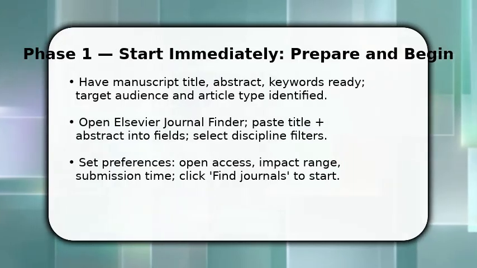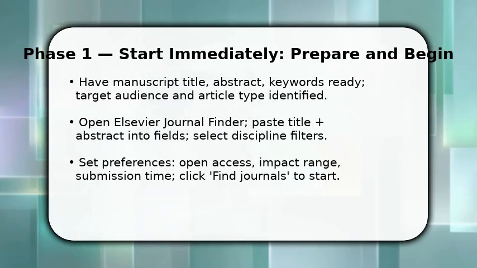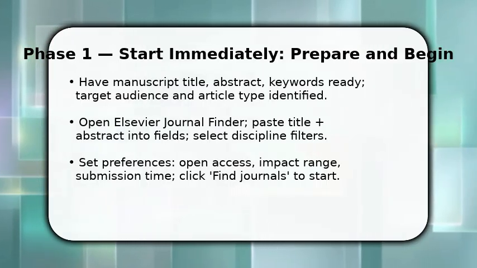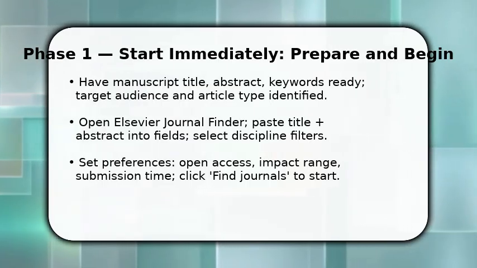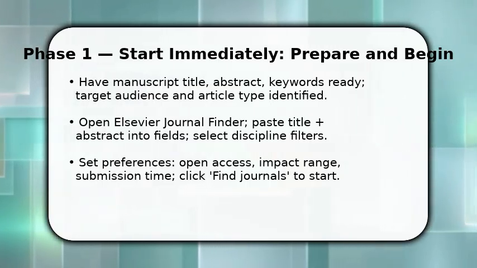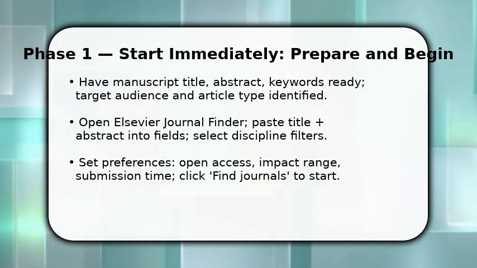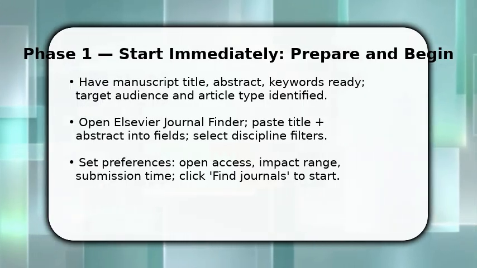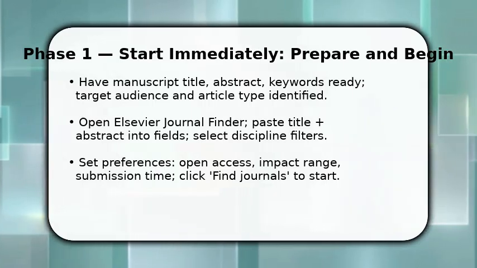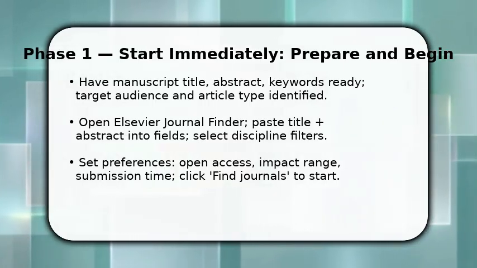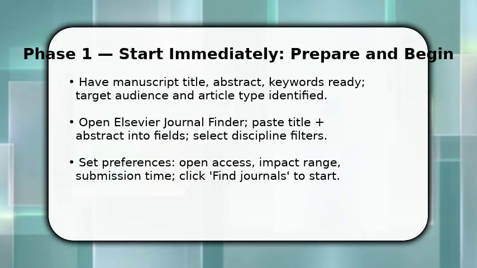You start by collecting the essentials: title, a concise abstract, and 4-6 keywords that reflect your core contribution. Once done, open Elsevier Journal Finder and paste the title and abstract into the input boxes. Make sure to choose the nearest discipline filters to narrow results. Then set preferences like open access or desired impact range and click Find Journals.